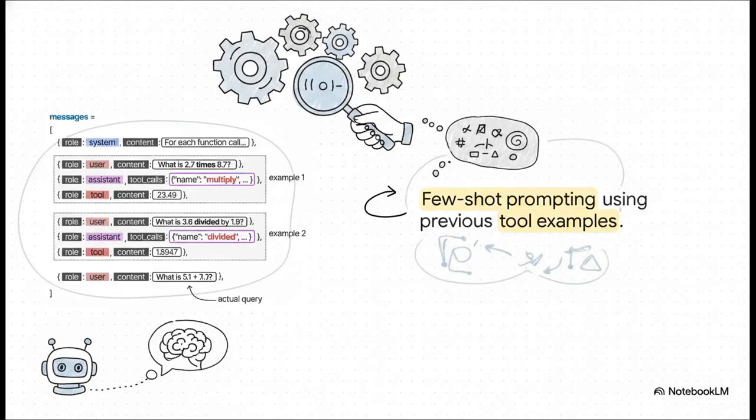By slipping in a few fake previous interactions involving multiplication and division, the LLM catches on instantly. When the actual query arrives, what is 5.1 times 7.3, the model looks at those previous examples in its context window and knows exactly how to format its response with the proper JSON structure. It's learning entirely from the context we just provided.